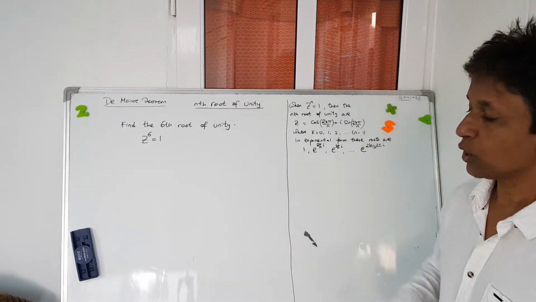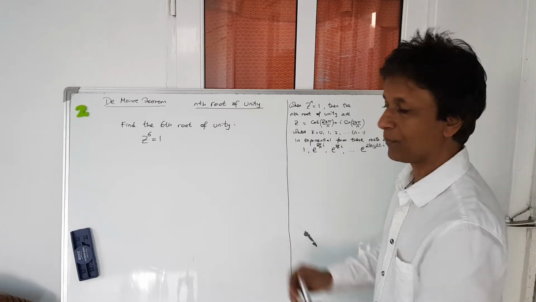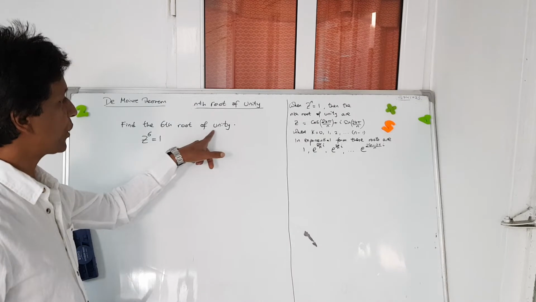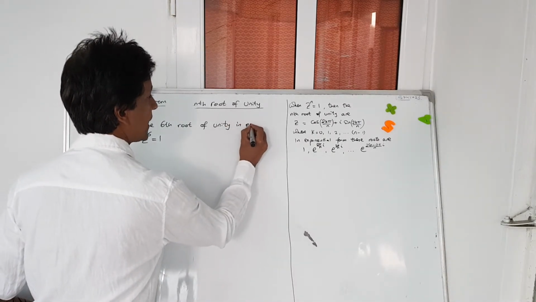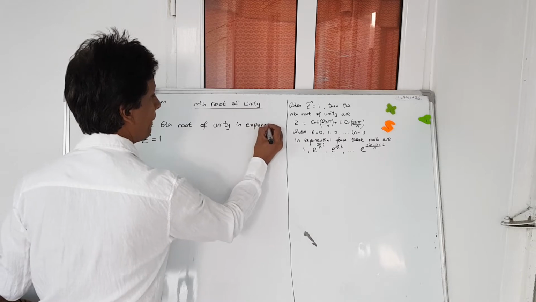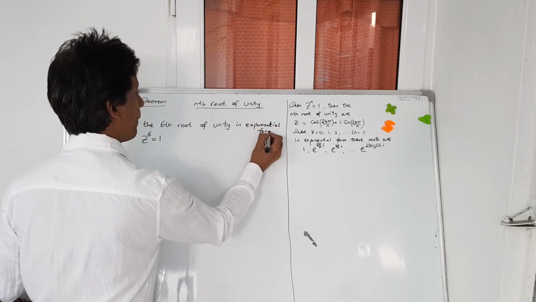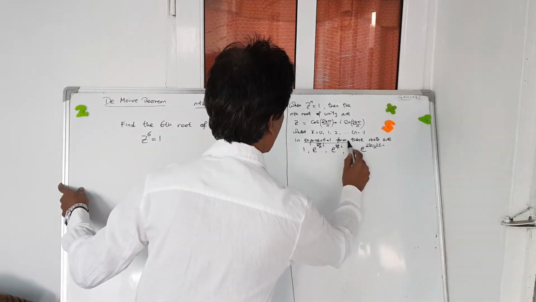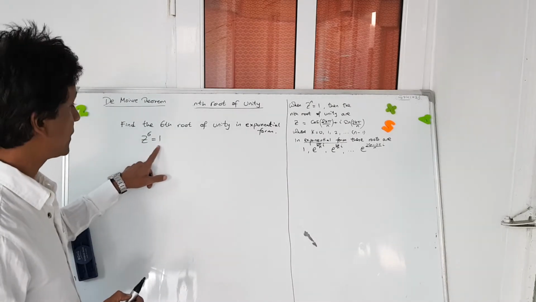Now, we're going to try and solve this and see how this is going to translate. All right, so here we go. Find the sixth roots of unity, and I must add, in their exponential form. So z to the power of 6 is equal to 1.